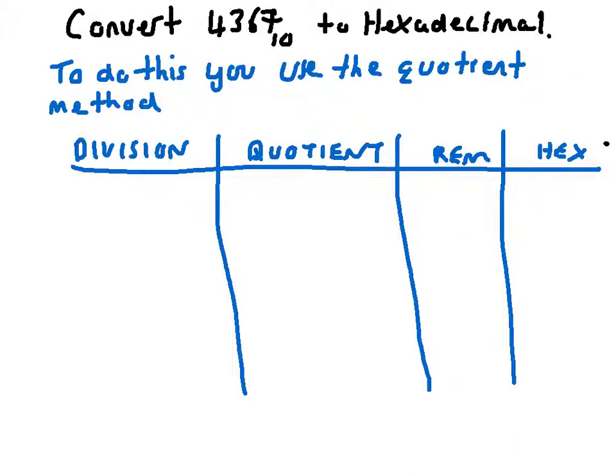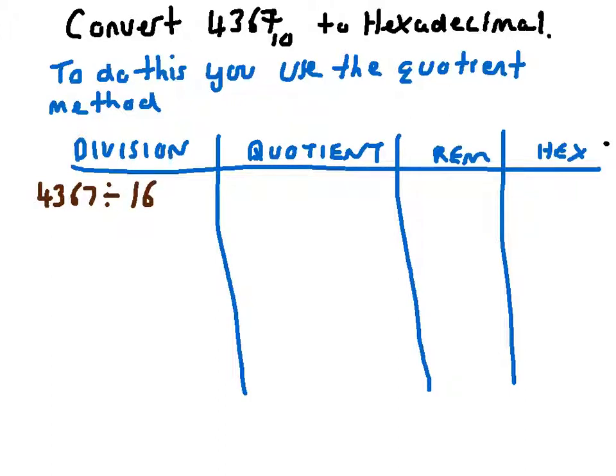In this example, we're going to convert the denary value 4367 into hexadecimal. And to do this, remember I've shown you how to use the quotient method. Now the quotient method works something like this. You take the 4367 and you divide that by the base value of hexadecimal, which is 16.